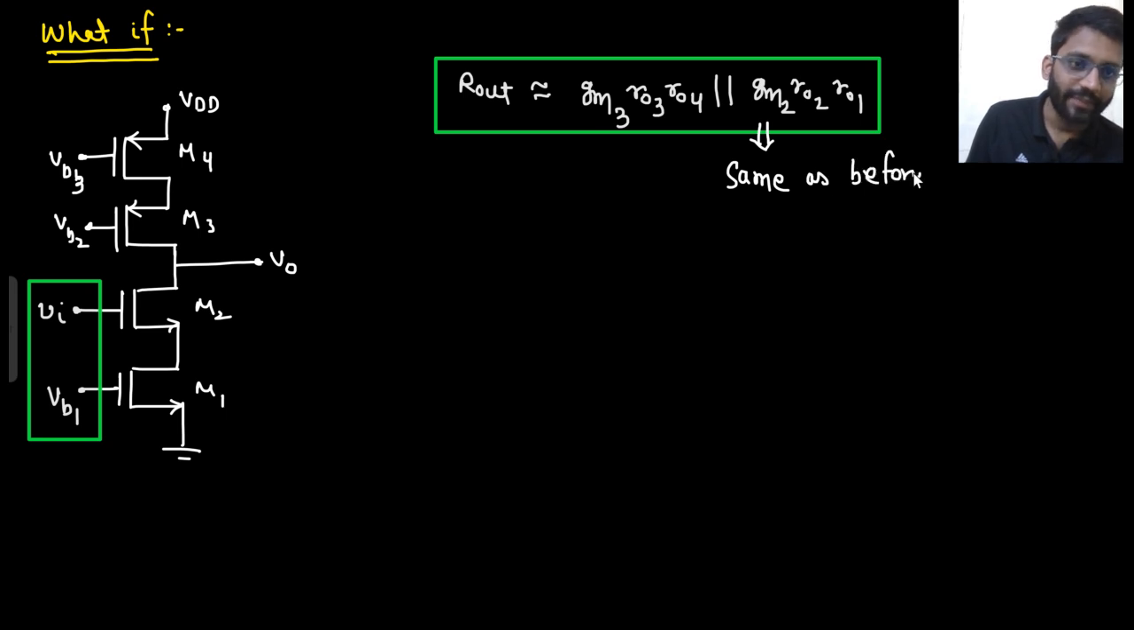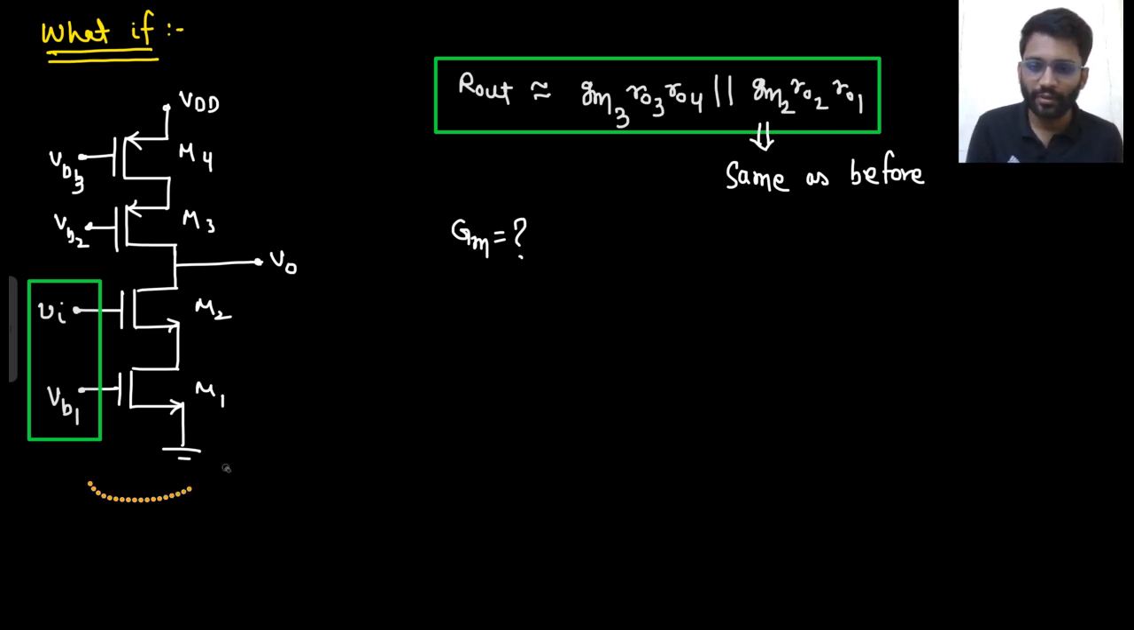But what about GM? That is the task. What about GM? So what you will do for GM? You will short circuit the output.